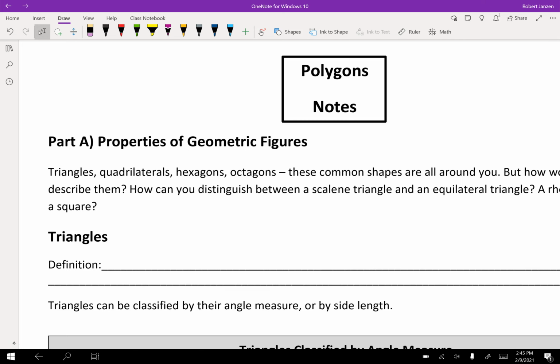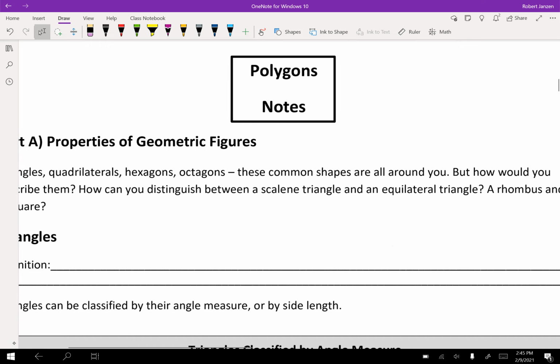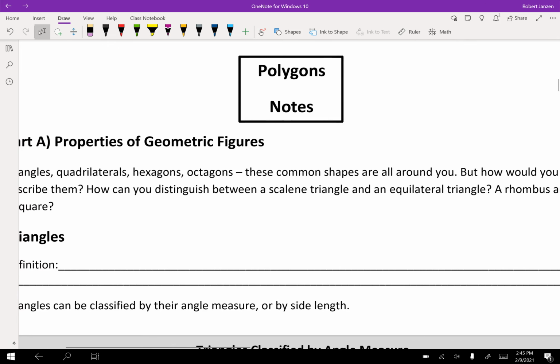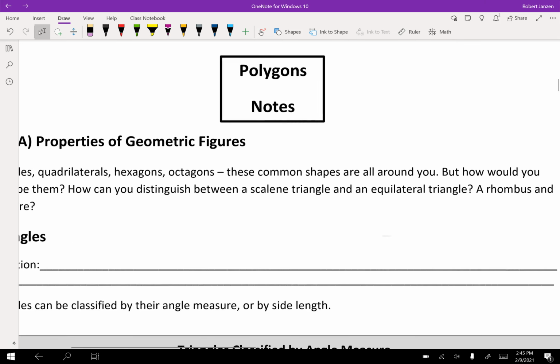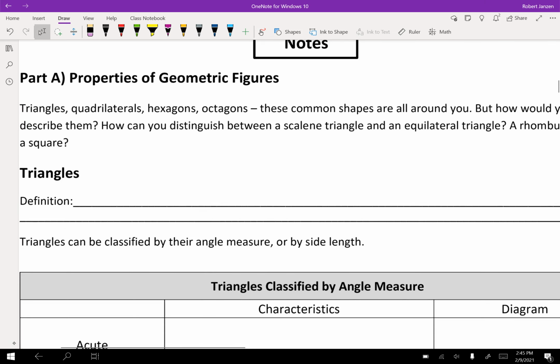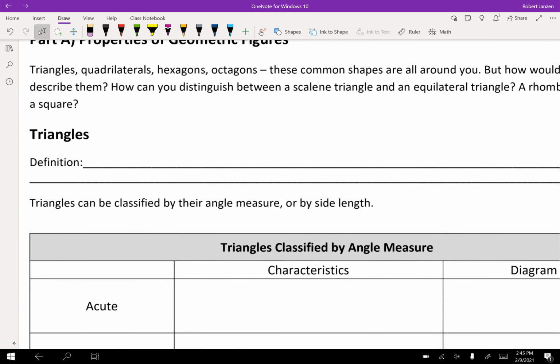So part A says triangles, quadrilaterals, hexagons, octagons, etc. These are common shapes all around you, but how can you tell the difference? How can you describe them? What makes them different from one another? That's what we're going to talk about here. What are the characteristics of each of these shapes?